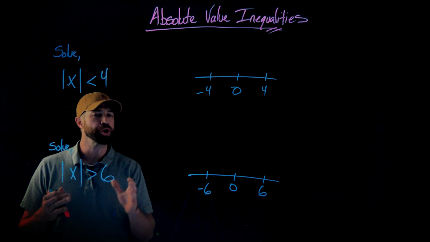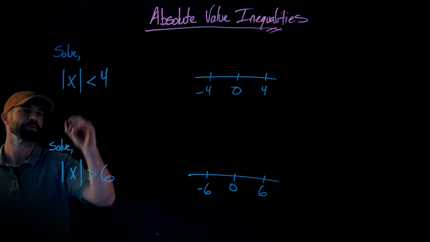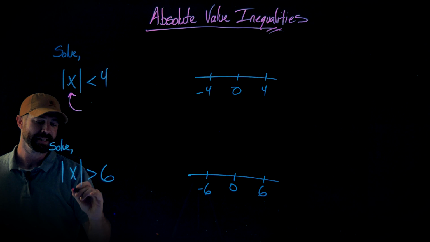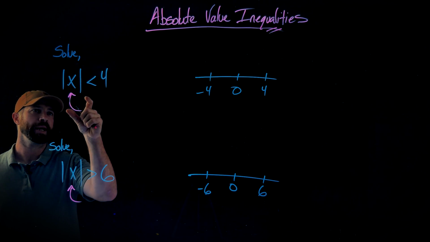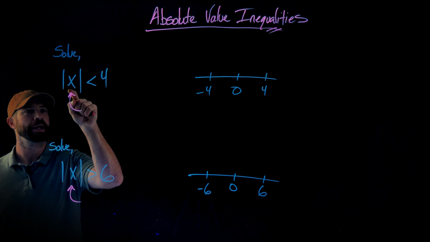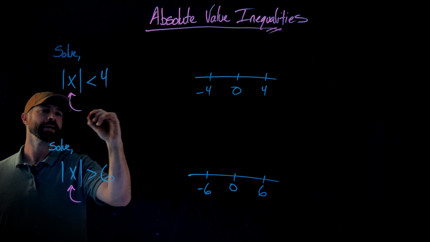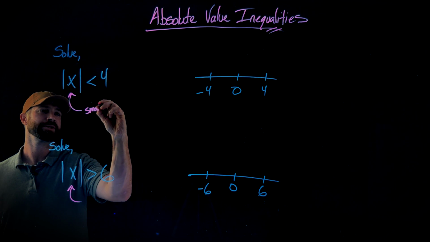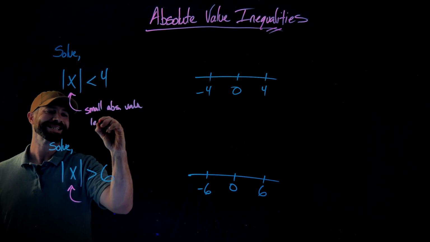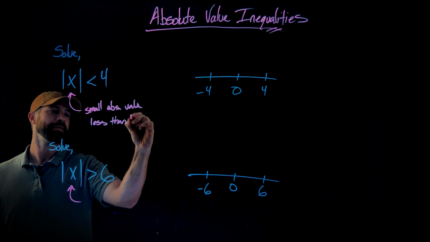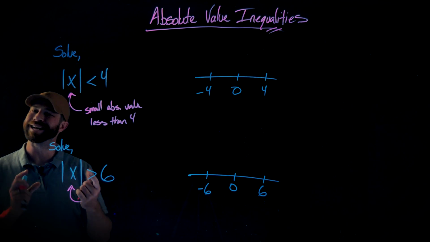We need to know what we're doing. What are we doing when we're solving these inequalities? What we're doing is finding the values for x that satisfy these inequalities. In this first example, I'm looking for numbers that I can plug in so that the absolute value is less than 4. I want to make that very clear. These numbers must have a small absolute value of less than 4.